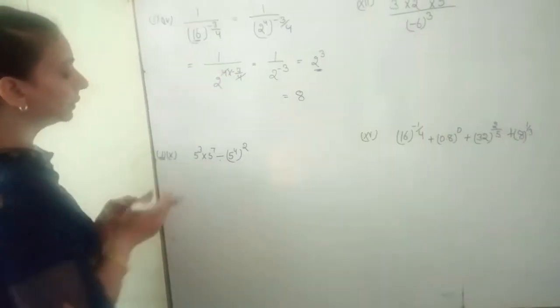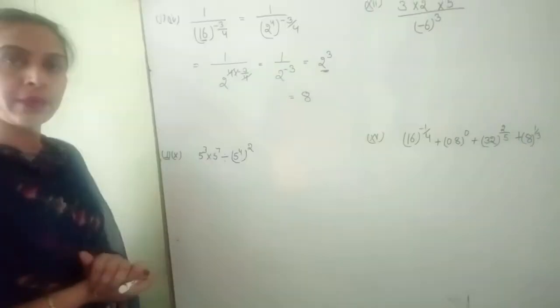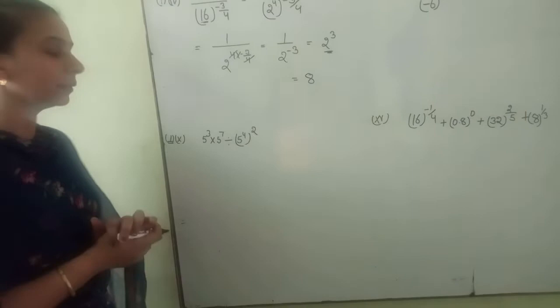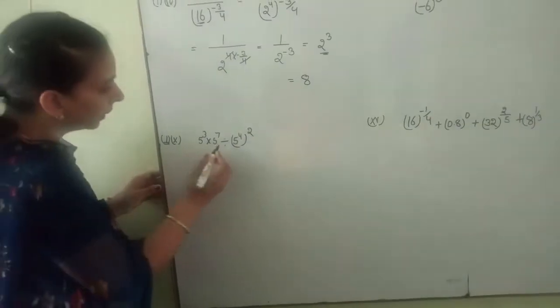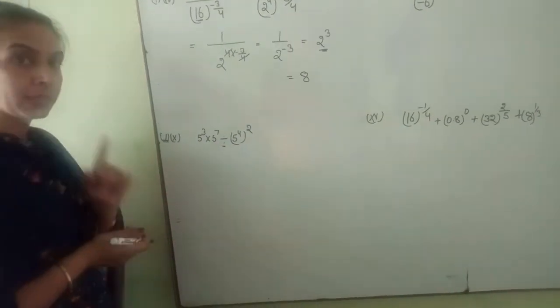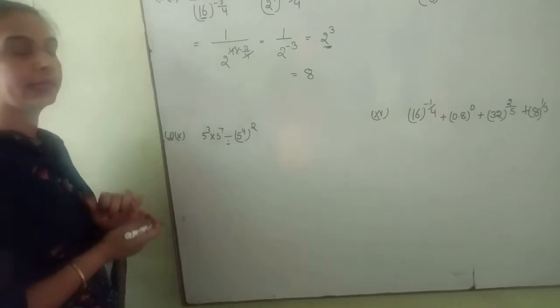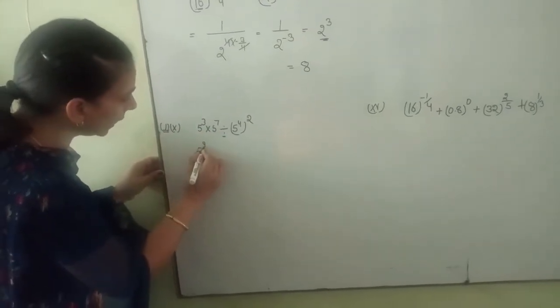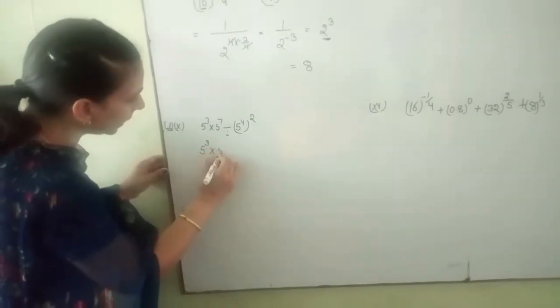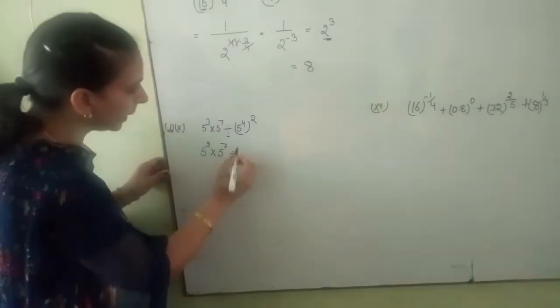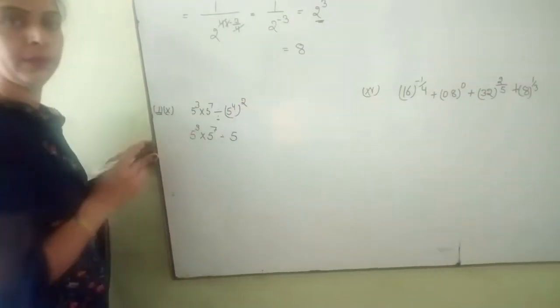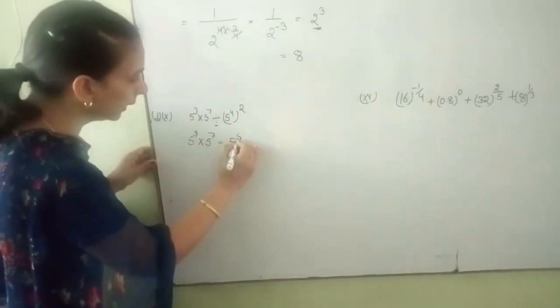5 raised to the power 3 multiplied by 5 raised to the power 7 divided by (5 raised to the power 4) raised to the power 2. Students, this is a division. First we solve the bracket, after that the division. So we write 5 raised to the power 3 as it is, multiplied by 5 raised to the power 7 as it is, and divided by the bracket. According to the power law, powers should be multiplied: 4 multiplied by 2 gives 8.